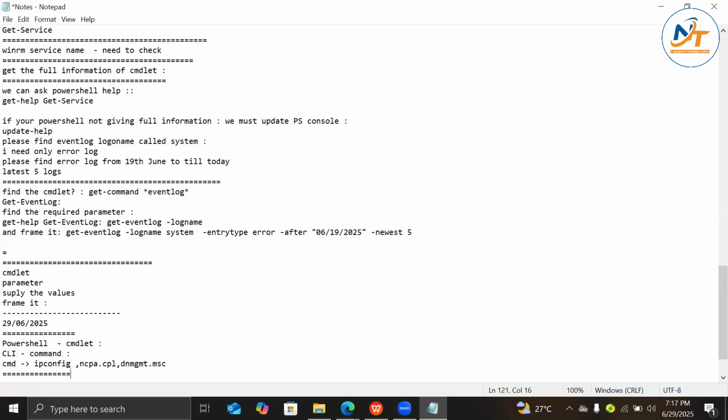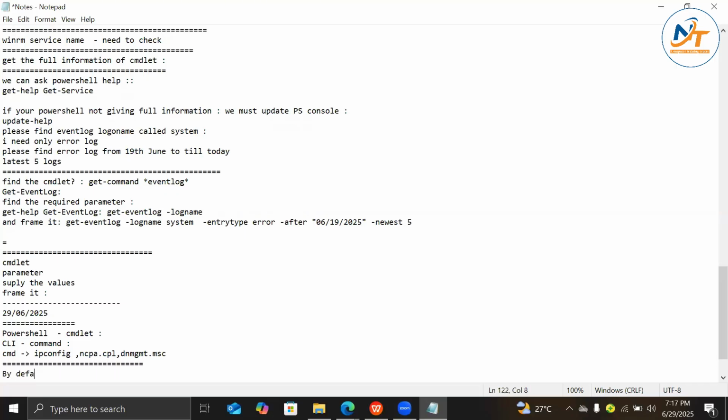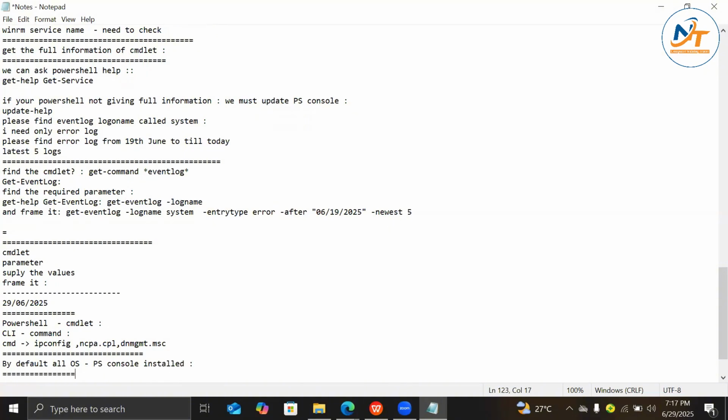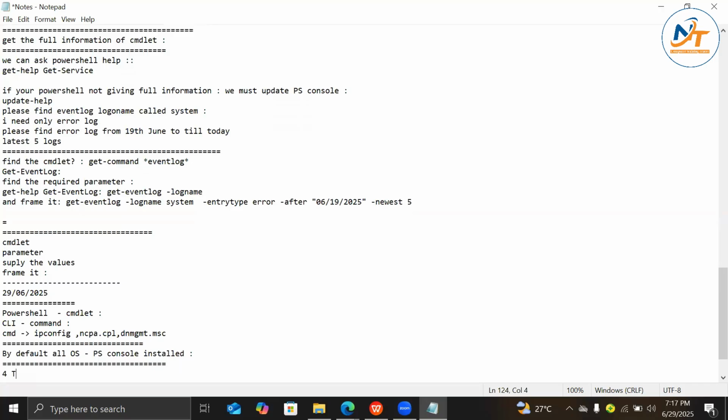By default, in all operating systems the PowerShell console is already installed. This is the first basic thing we need to understand. It is installed along with the operating system. And we have four types of console.